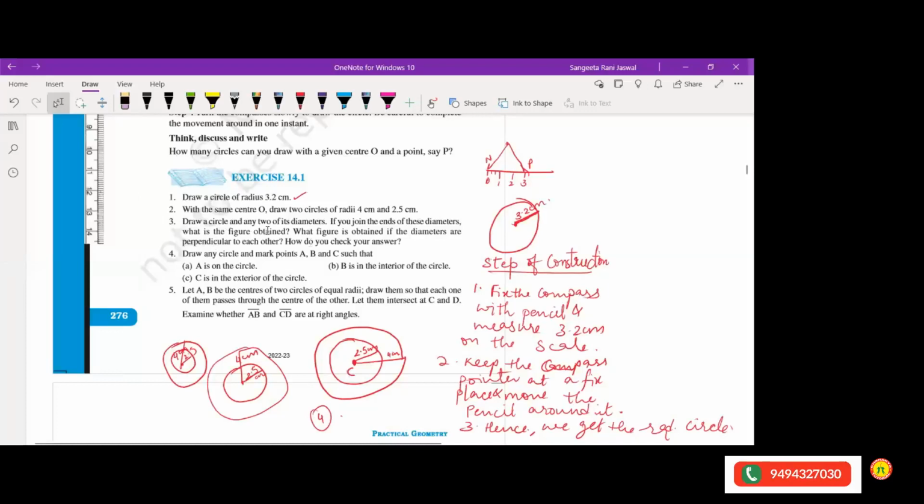Draw a circle and any two of its diameters. If you join the ends of these diameters, find the figure obtained. What figure is obtained if the diameters are perpendicular to each other? How do you check your answer? Now draw a circle and any two of its perpendicular diameters. Okay, let's see now.